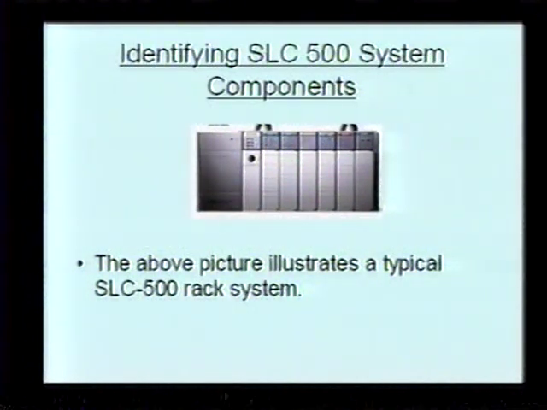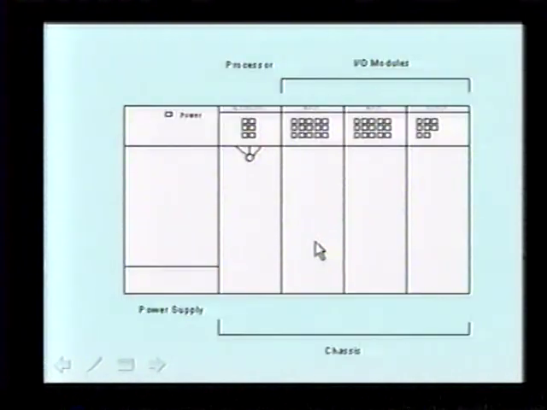So here we have identifying the SLC 500 system components. The above picture illustrates a typical SLC 500 rack system. So here's the actual rack. You've got your power supply, you've got your CPU, and you've got your I/O. Here's a picture of the actual power supply right here. There's your CPU, which fits in this slot. Then you've got 2 input cards and an output card. These are your I/O modules.